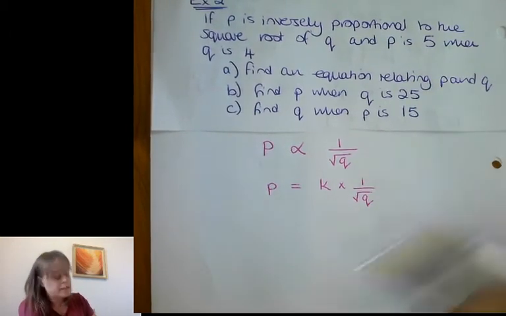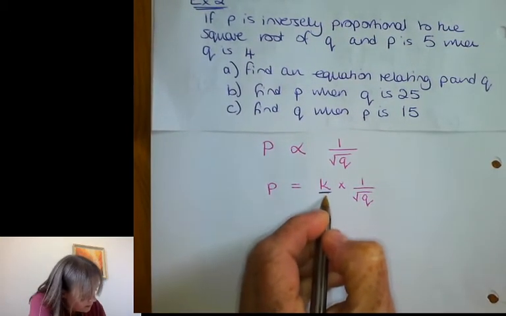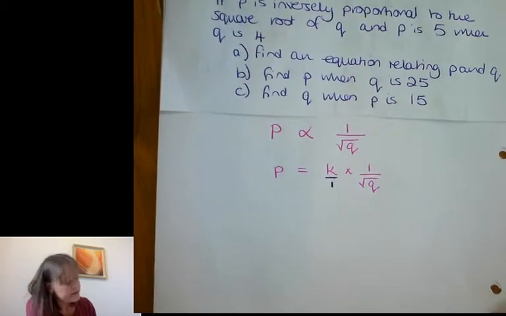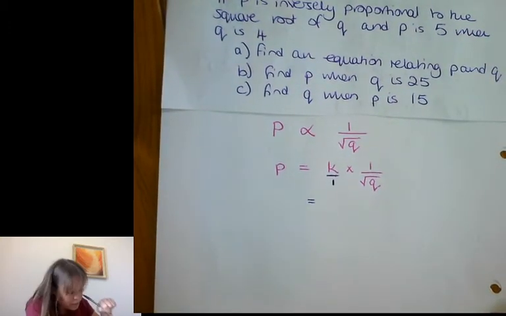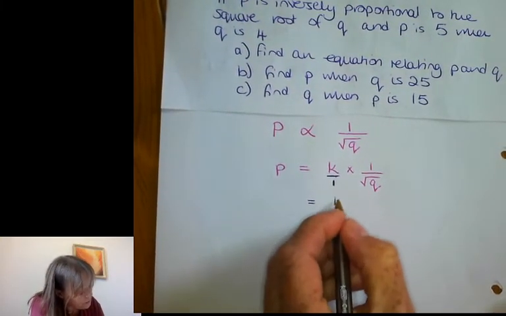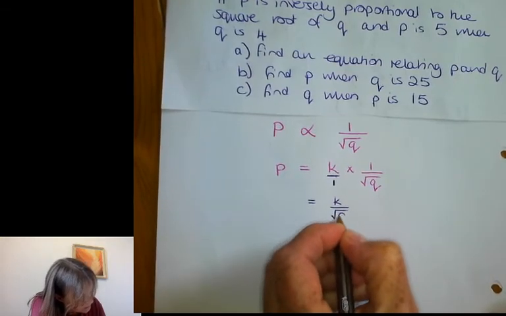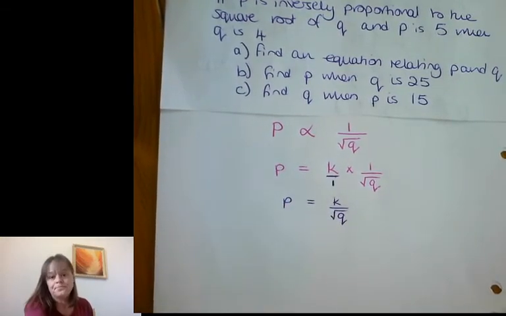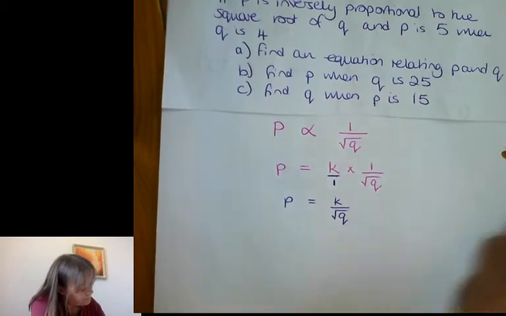And I'm going to just tidy that up again just to make my life easier in the next line. So I write that as k over 1. And remember to multiply 2 fractions, I do top times top, bottom times bottom, tidies up. Looks like that now. Okay, so this is my equation.